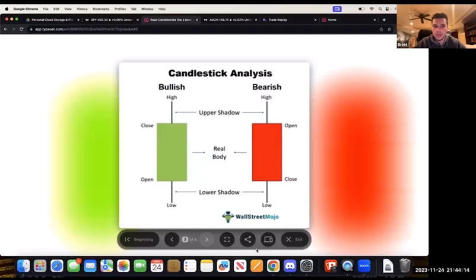A candle is just a certain time period, right? So every candle is one period of time. It could be 1 minute, it could be 5 minute, it could be 60 minutes, which is an hour, it could be 4 hours, it could be a daily candle. And all it does is it shows us the fluctuation in price over a period of time, right?